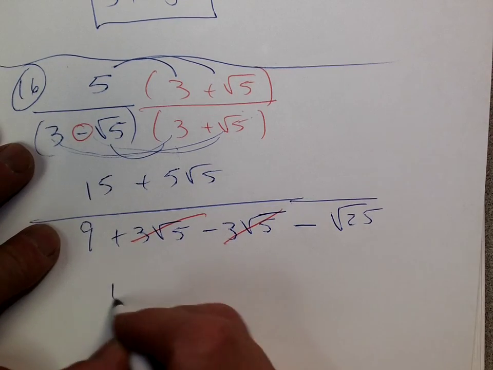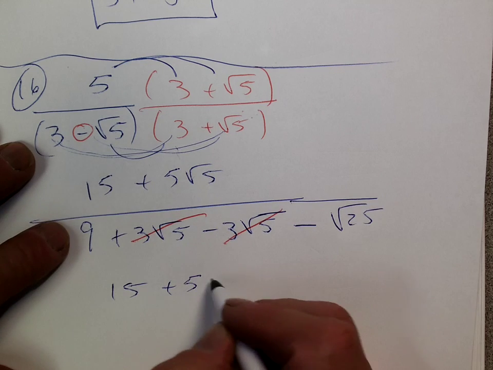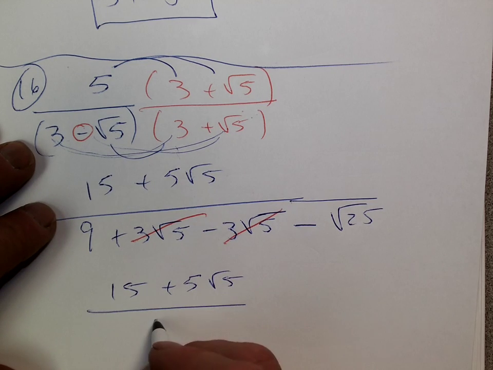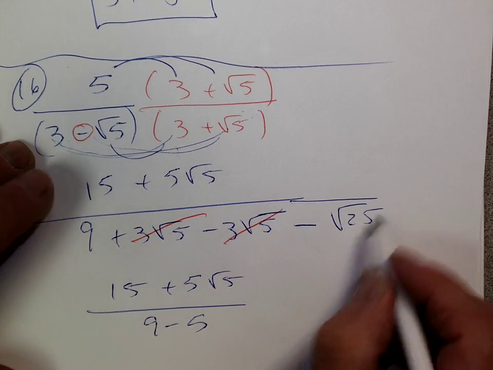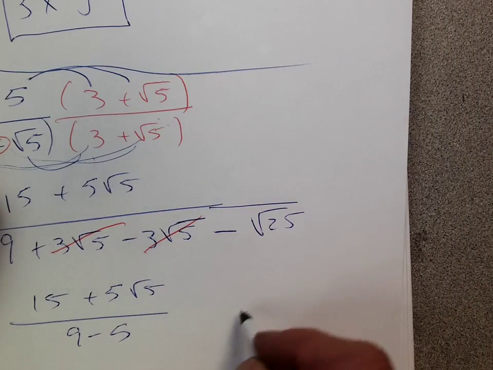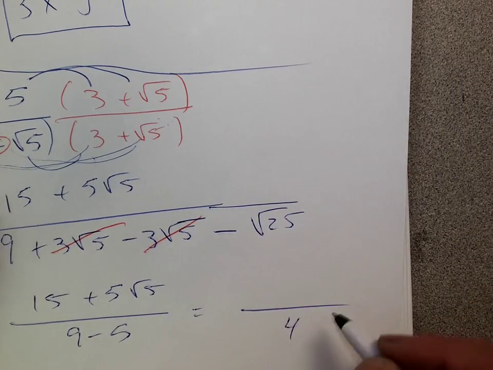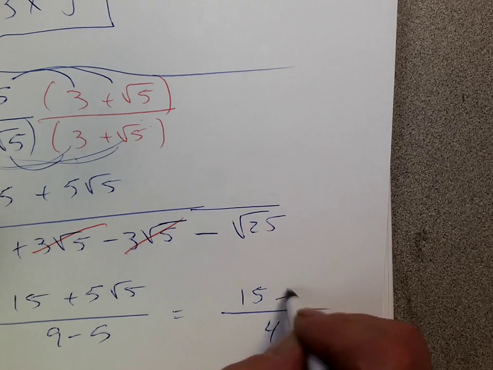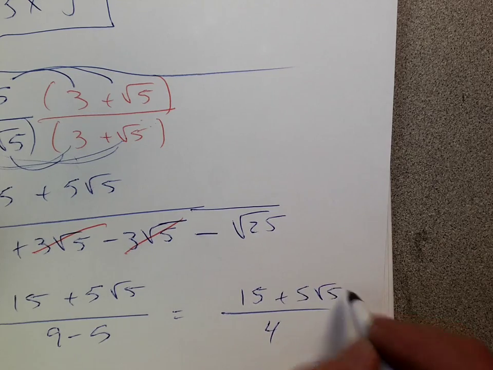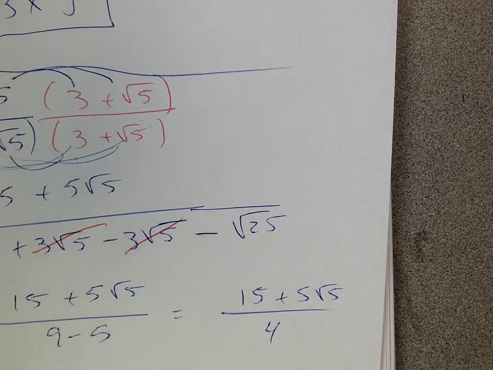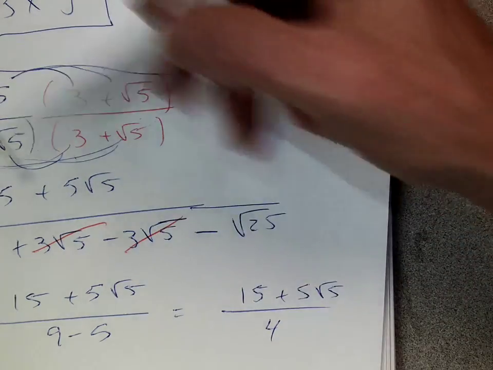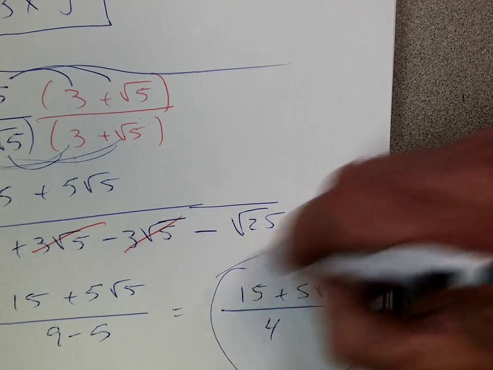So we're going to have 15 plus 5 square roots of 5 over 9 minus 5, which is just a 4. So we'll have 15 plus 5 square roots of 5 over 4. And the square root on the top is okay. These two have the exact same value, but this one's written without a square root in the denominator.